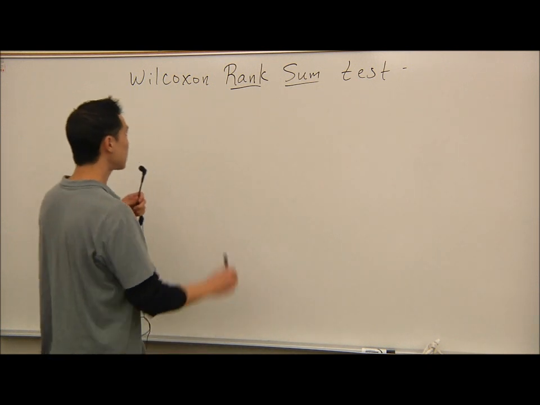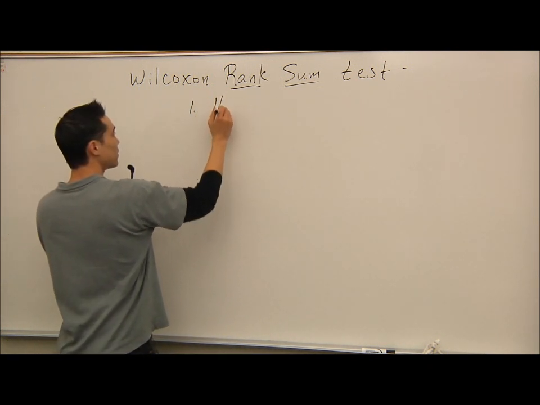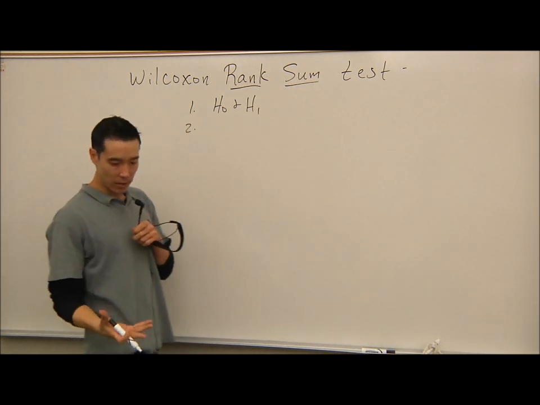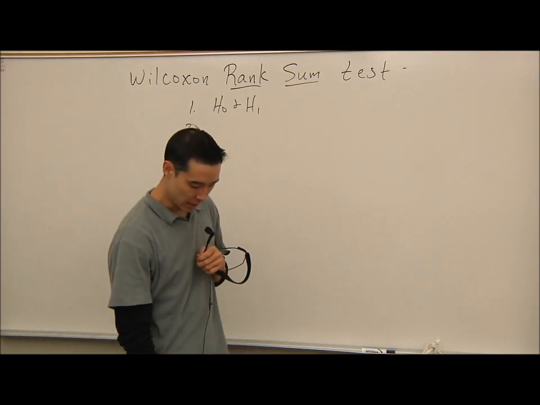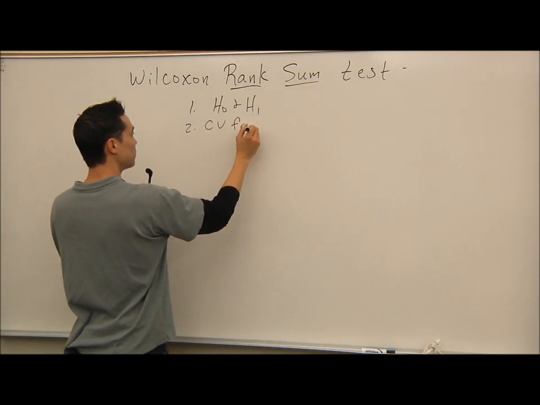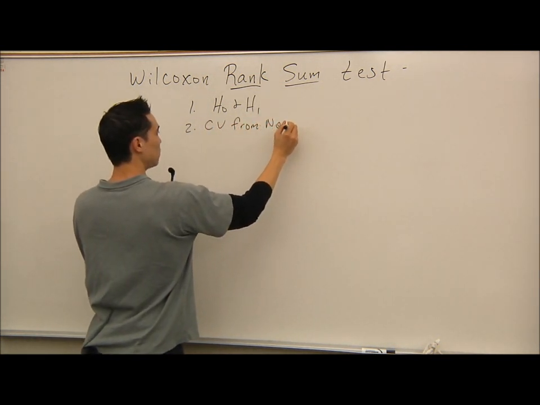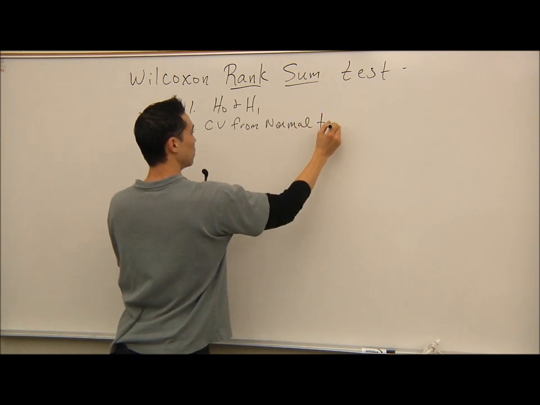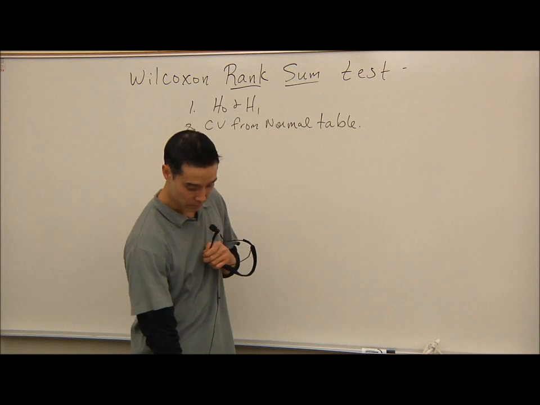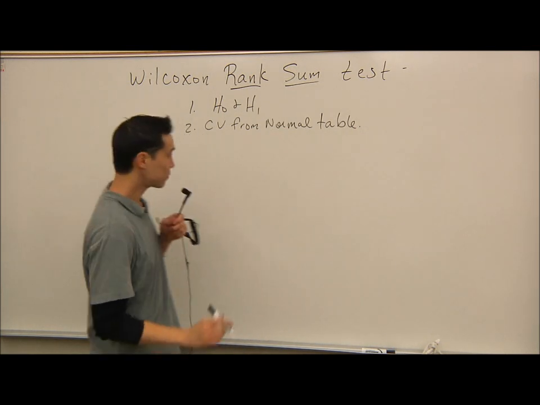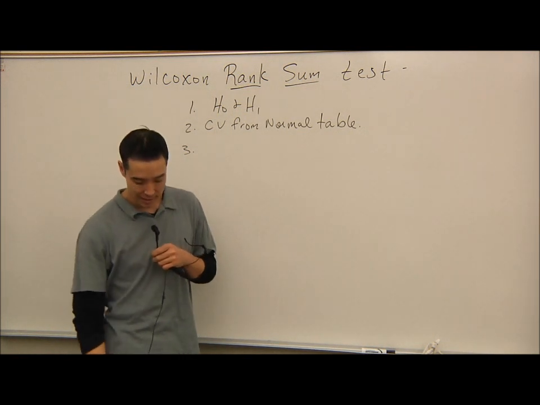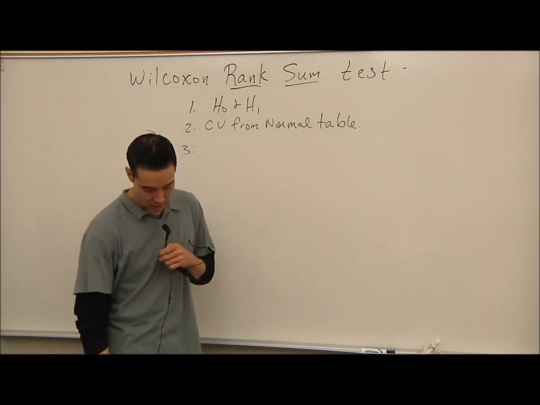All right, let me just list out the steps real fast, and then we can go through the test. Okay, so the steps, number 1 is going to be H0 and H1. And again, it's going to be somewhat descriptive with our non-parametric stats. Step 2 is you're going to do critical value from the normal table. Okay, so that should be fairly easy because we're really confident and comfortable with the normal distribution by now. And then step number 3, we have a couple of steps to determine this test value.